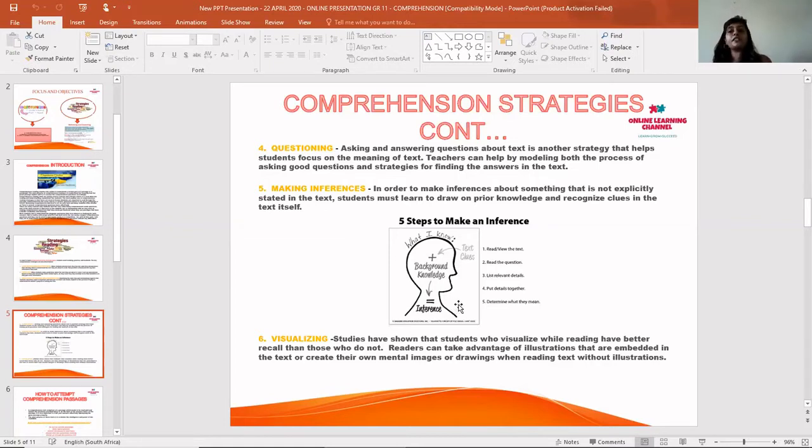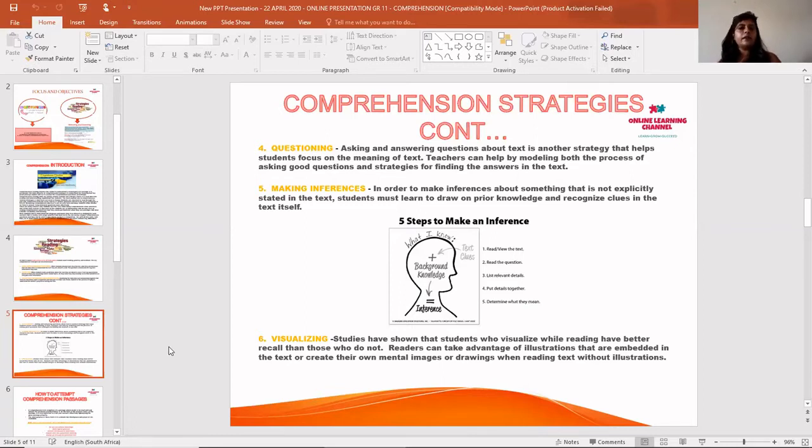Now you've got 5 steps to make an inference. Number 1, read or view the text. Number 2, read the question. Number 3, list relevant details. Number 4, put details together. Number 5, determine what they mean.